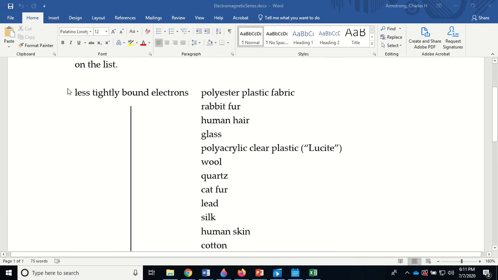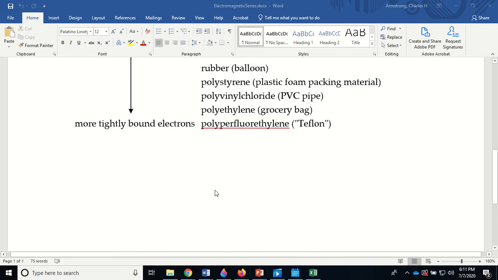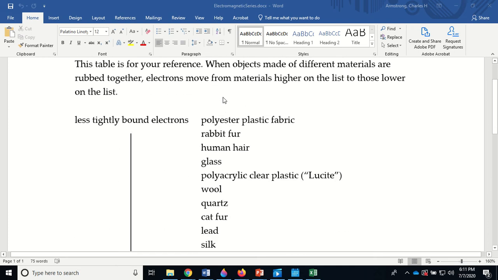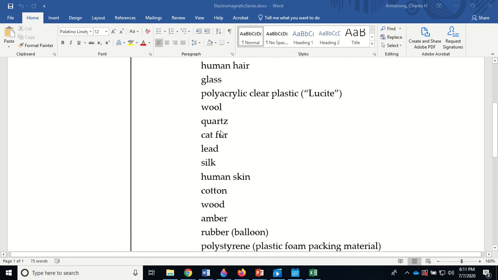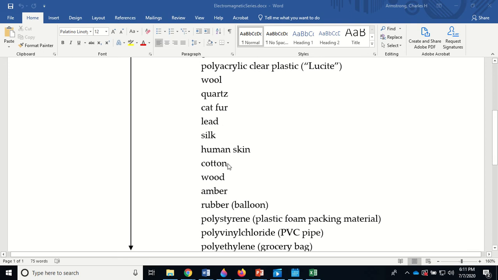Basically, the way this works, these are less tightly bound electrons. So in other words, these guys up here don't hang on to their electrons as much as ones below them on the list. Polyester plastic fabric will give up electrons to everything on the list. And on the other hand, the Teflon will take electrons from everything on the list. So what you do is you look at where two items are on the list. The one higher on the list gives up the electrons to the one lower on the list.